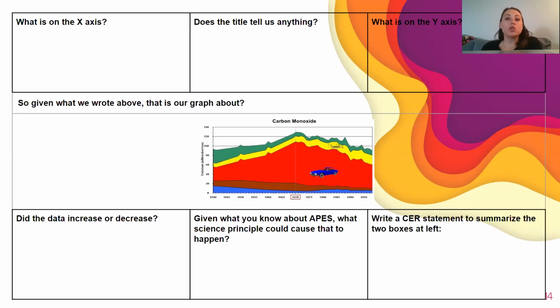Remember that it's important that you cover all of the graph. So you couldn't just say it increases or it decreases. We don't know which portions you're talking about. Be specific. So it increases until 1970, and then from 1970 it goes down.